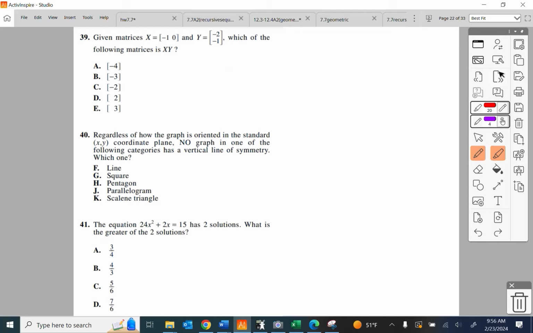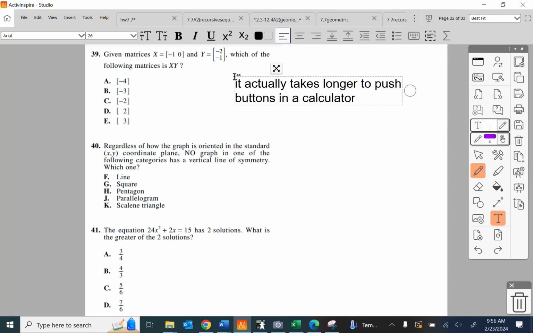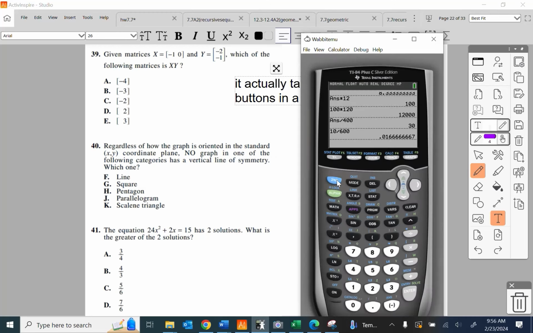Given matrices X and Y, which of the following matrices is X times Y? You know, it actually takes longer to push buttons on a calculator. I was already done with this question while I was typing the text. But that's the reality, it takes longer. But anyways, you've got one, you'd be a fool not to use it.